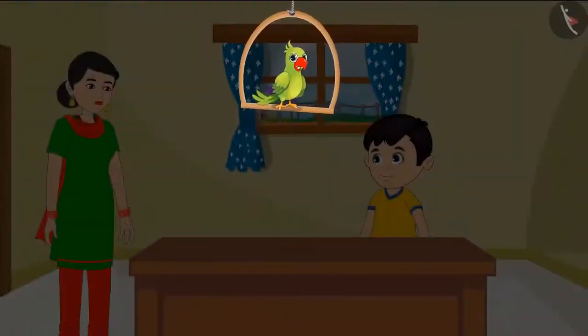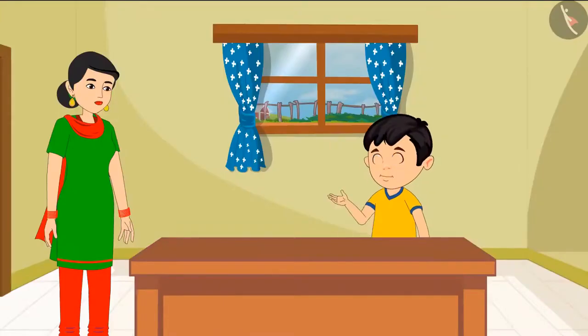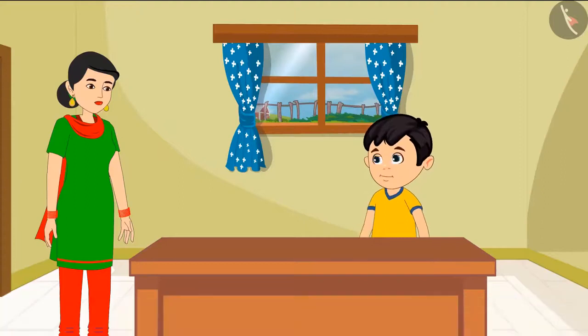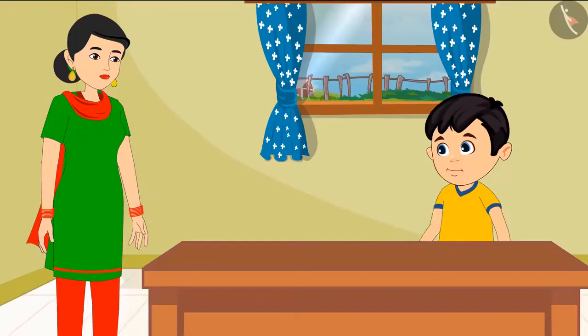Today Chotu is measuring the length of the table at his home by his hand. 1, 2, 3, 4. Mummy, this table is 4 hand span long. Chotu, my dear, this table is very long. How did you measure it? Can you measure it again and show?